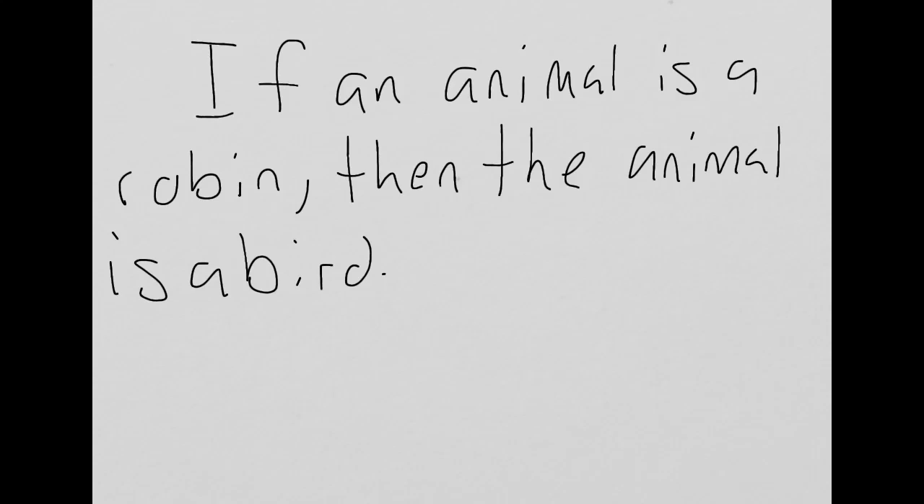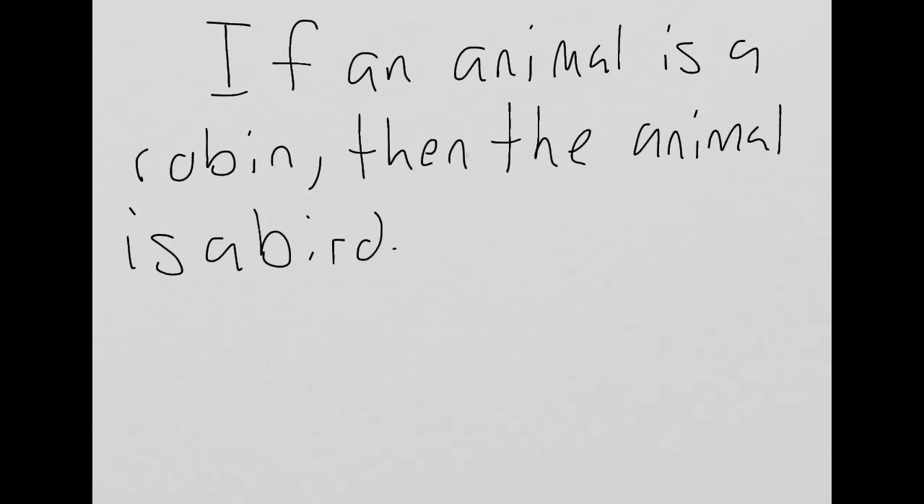Go ahead and pause the video and take a second to copy this down and label the parts hypothesis and conclusion. Okay, now that you've had a chance to take a look at it on your own, let's go over it together. First, we want to look for the hypothesis, which is the P part of the statement. It follows the word "if" in an if-then statement. Looking at our statement, if an animal is a robin, there we go. This is going to be the P in our statement. It's the hypothesis.